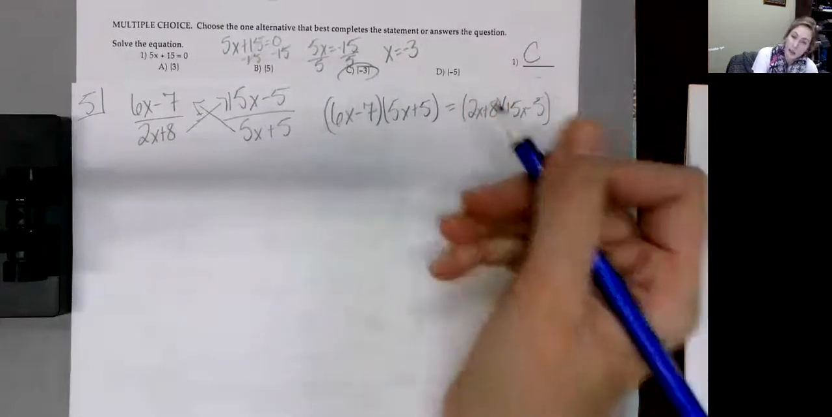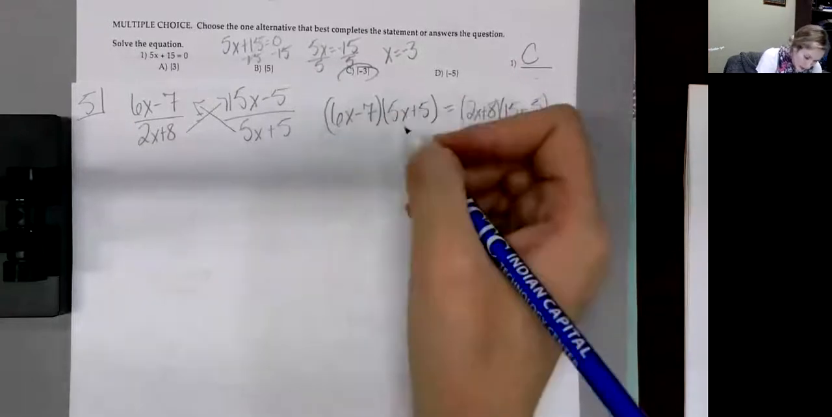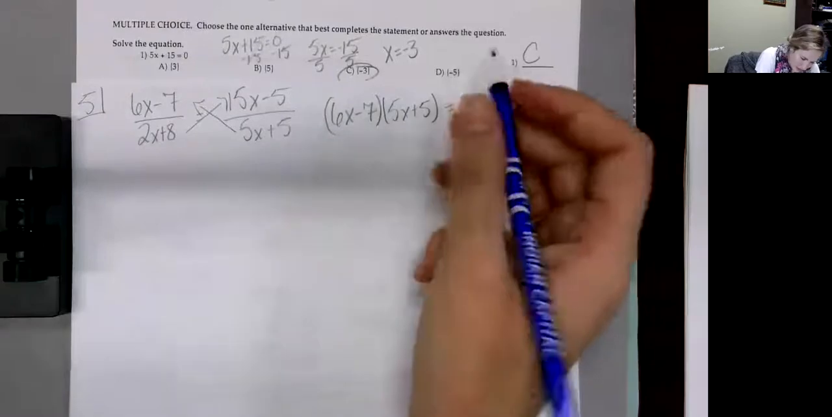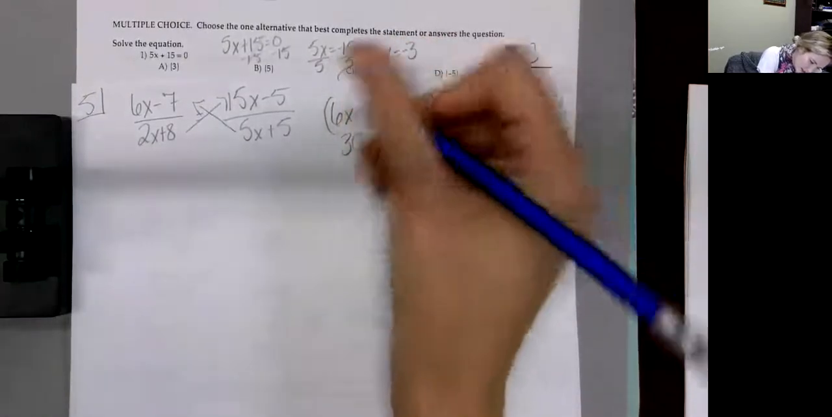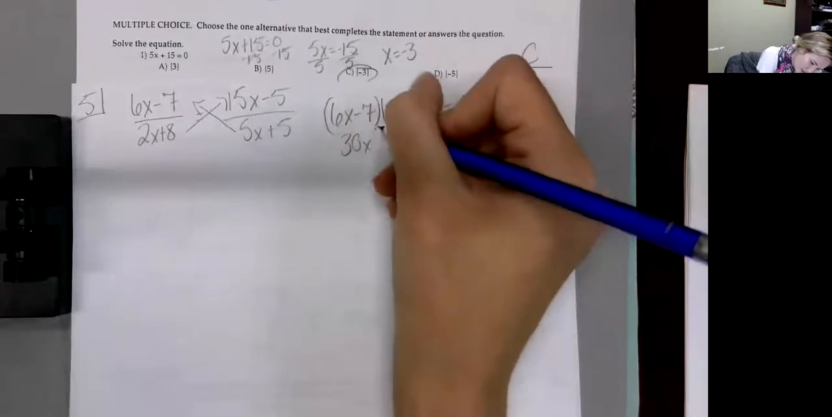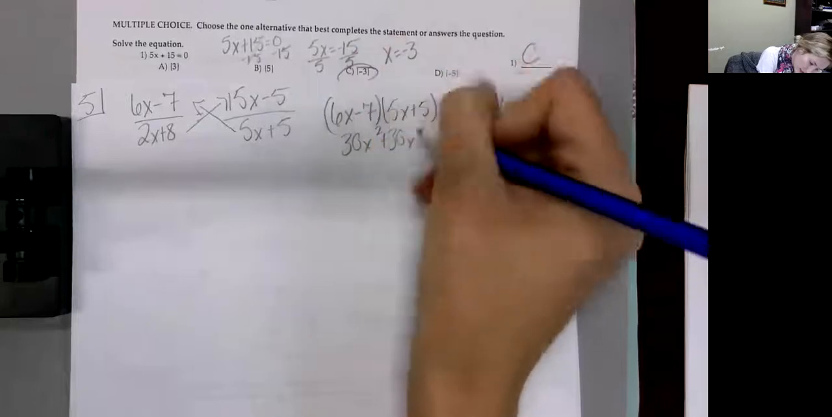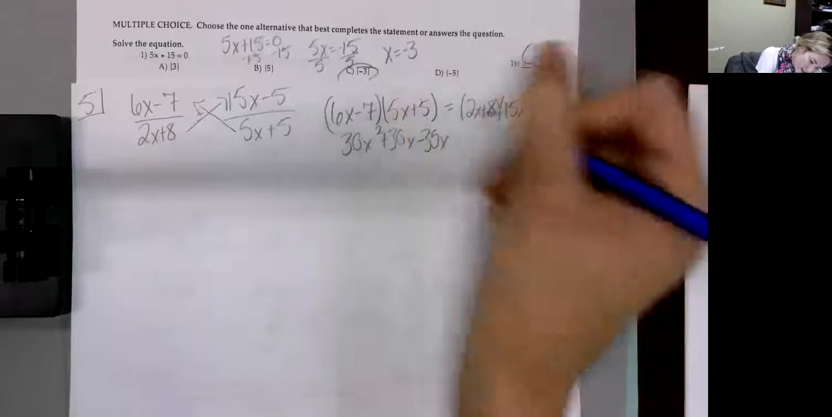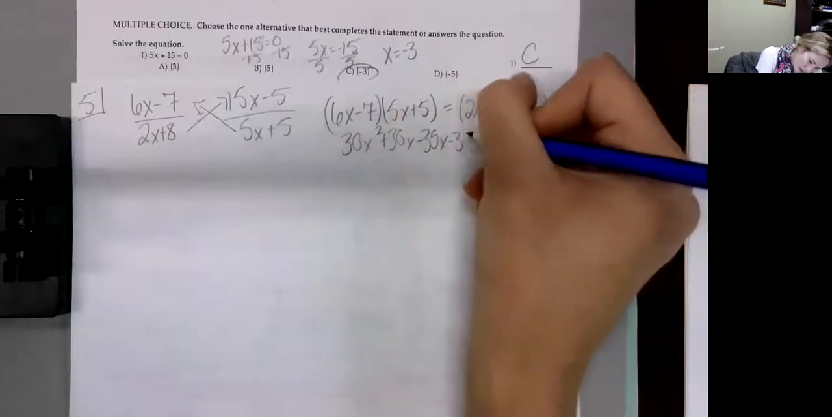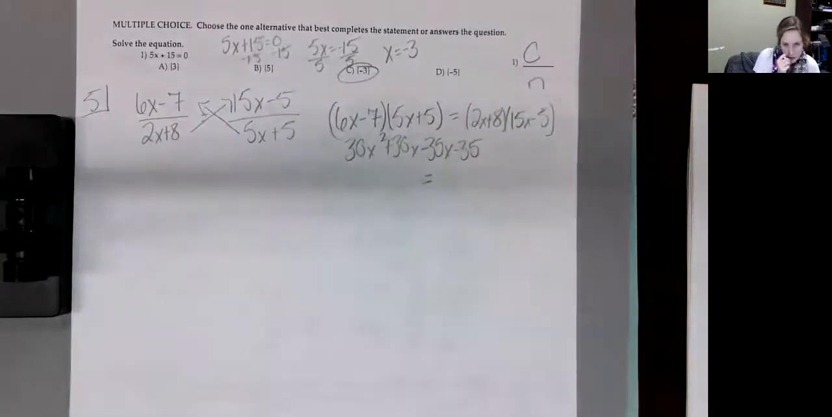Okay, we're going to have big numbers since we didn't factor the 5 out, the 2 out, or the 5 out. So 6x times 5x will be 30x squared. 6x times 5 will be 30x. Negative 7 times 5x would be subtract 35x. Negative 7 times 5 would be subtract 35. And put my equal sign here, and then we'll write it all out and combine them.